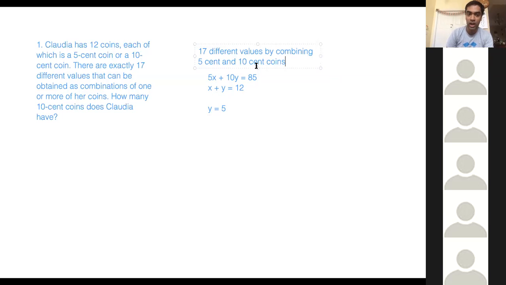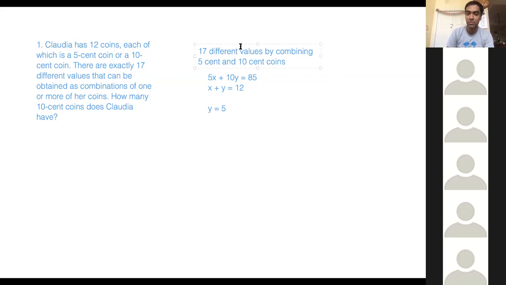Because first you can do 5, then use a 10 to make 10, then 10 plus the 5 to make 15, and so on. And you can only make multiples of 5, right? Because the 5-cent and 10-cent coins are both multiples of 5. So the 17 different values must all be multiples of 5. And if we assume that we have at least one 5-cent coin, which must be true, since if they're all 10-cent coins, we can't actually make 17 values, then we can make every multiple of 5 in between.